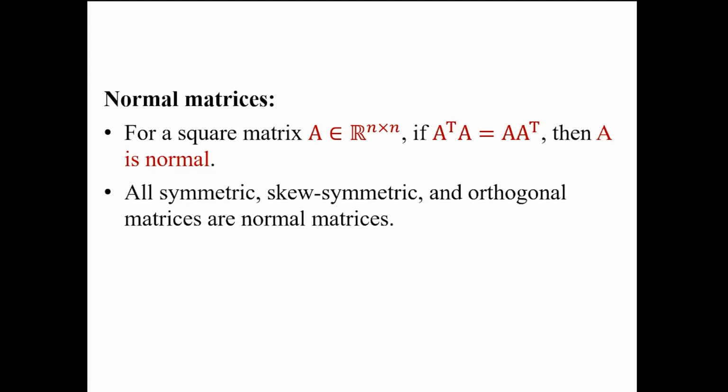And then we have normal matrices. If this condition is true, A transpose A equals A A transpose, then matrix A is normal.